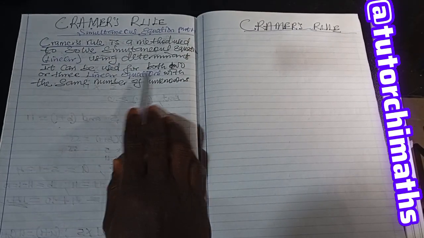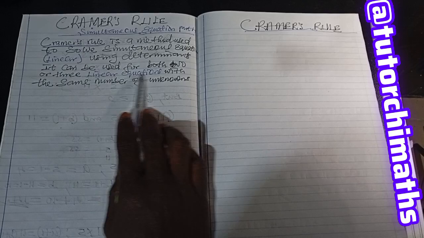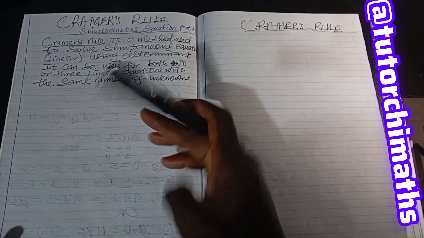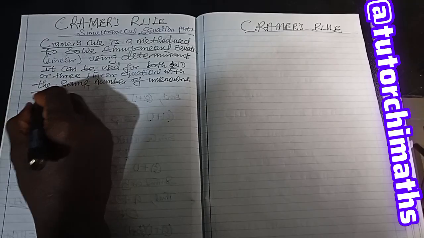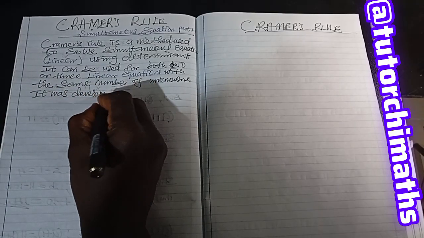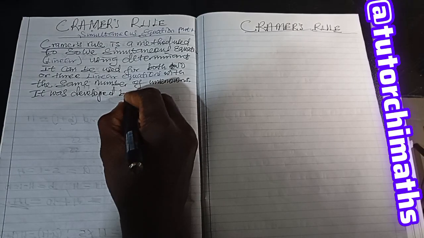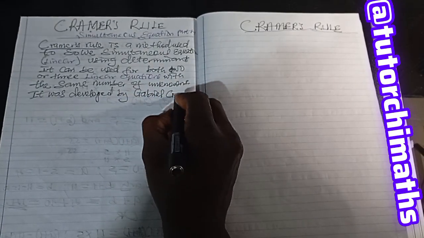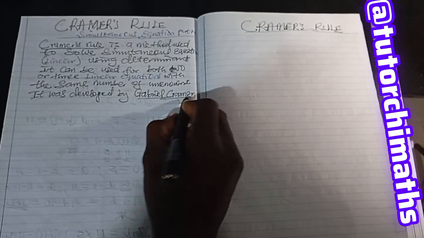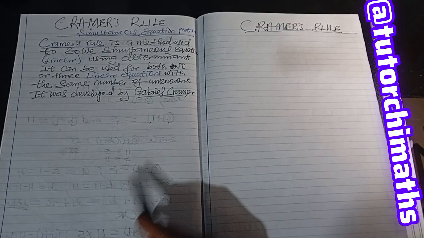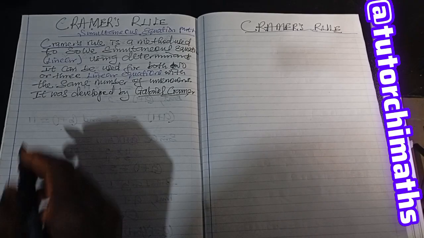It can be used for both 2 or 3 linear equations with the same number of unknowns. Alright, it was developed by Gabriel Cramer. So this rule was developed by Gabriel Cramer, a mathematician. Alright, let's see how it goes.